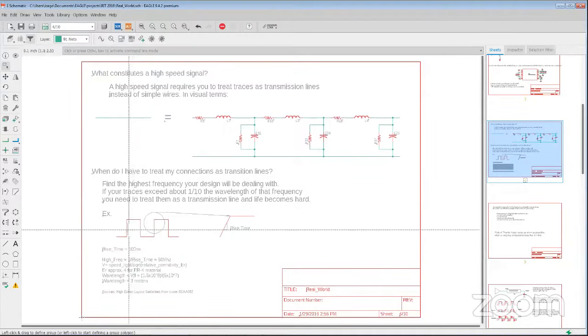The speed of propagation, how quickly your signals move through your circuitry, is the speed of light divided by the square root of the relative permittivity of the material.